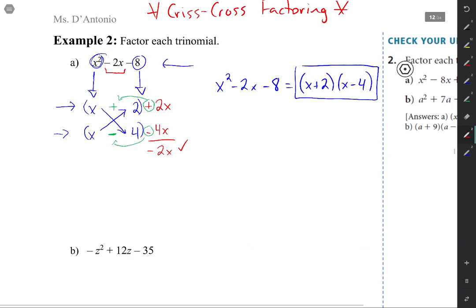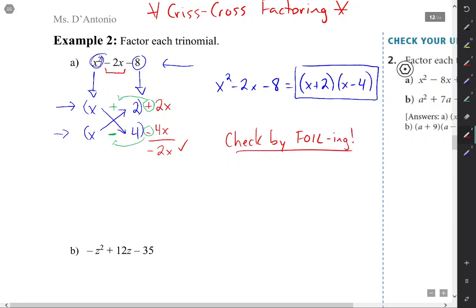So we're going to check by foiling. So let's take our factored polynomial there. So we have x plus 2 and x minus 4. And let's FOIL this. So the first terms would be x times x, which is equal to x squared.